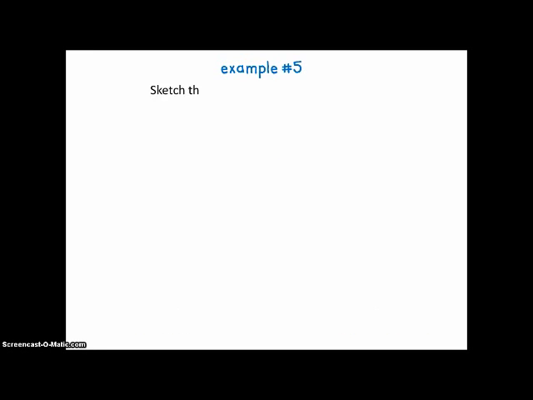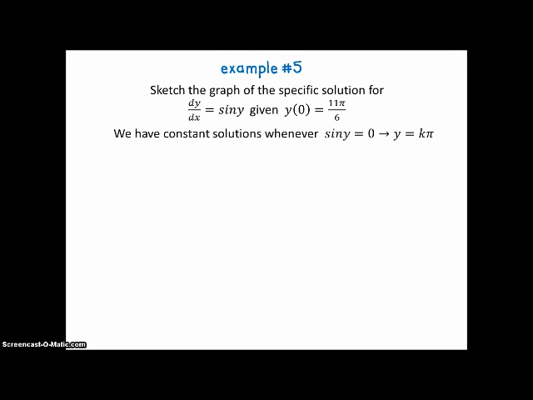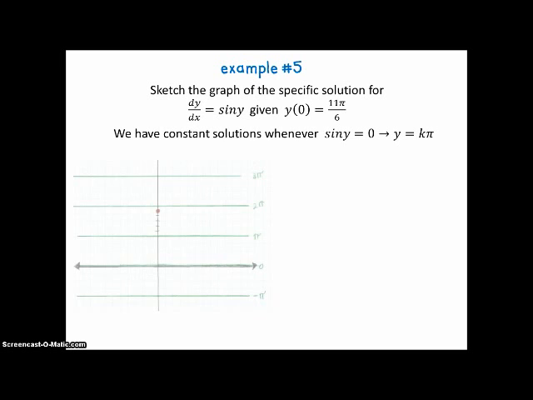Example 5. Sketch the graph of the specific solution for dy/dx equals sine y, given that y of 0 is 11 pi over 6. So different differential equation this time. We're going to have to look at our constant solutions, which occur whenever sine of y equals 0, which is going to be at y equal any integer times pi.